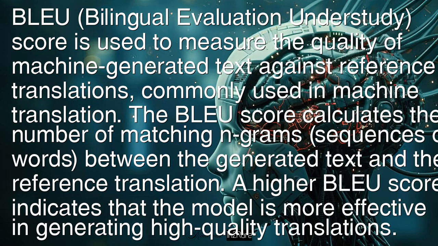BLEU, bilingual evaluation understudy, score is used to measure the quality of machine-generated text against reference translations, commonly used in machine translation. The BLEU score calculates the number of matching n-grams, sequences of n words, between the generated text and the reference translation. A higher BLEU score indicates that the model is more effective in generating high-quality translations.